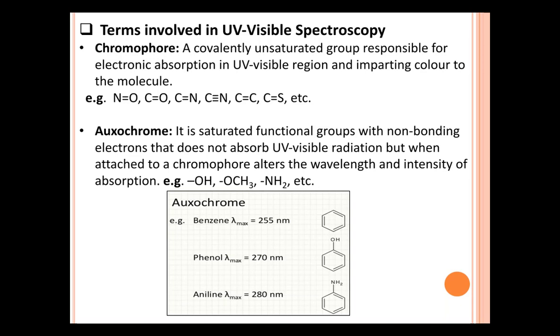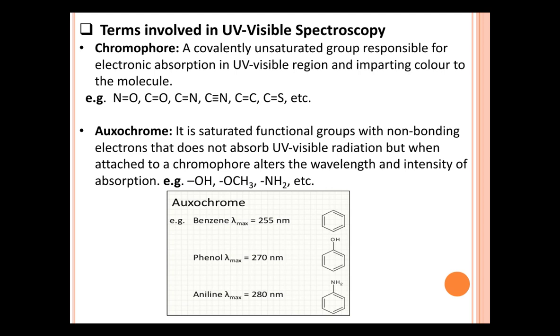So here the example is shown. Benzene has lambda max 255 nanometer. Lambda max means the wavelength at which it shows maximum absorption, and it is the characteristic property of every molecule. So benzene has lambda max 255 nanometer, and you can see the structure of benzene. It is a covalently unsaturated group, meaning it contains carbon-carbon double bond, so it is a chromophore.